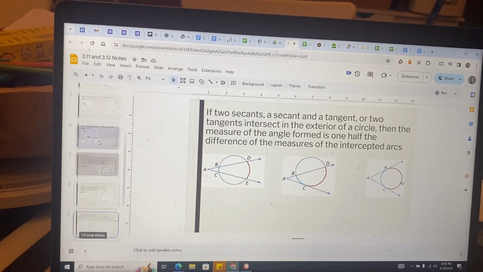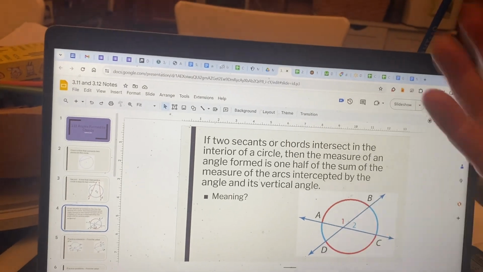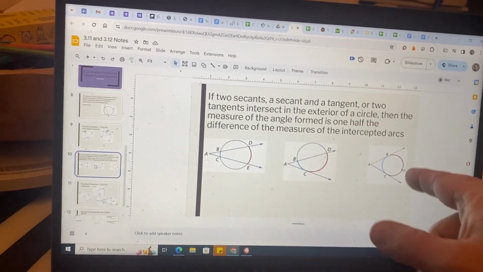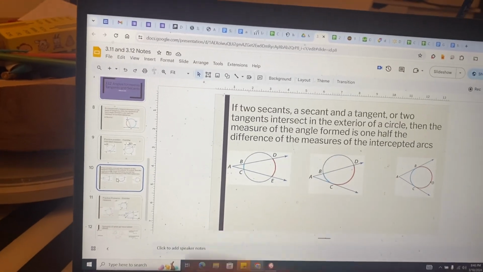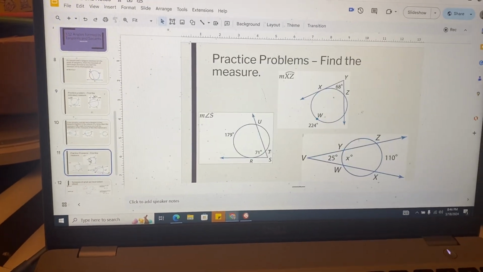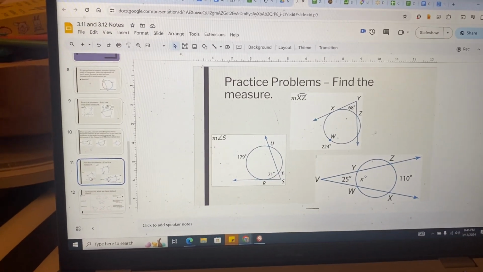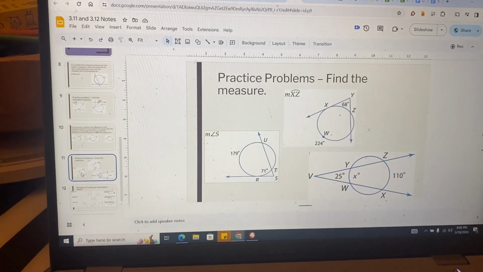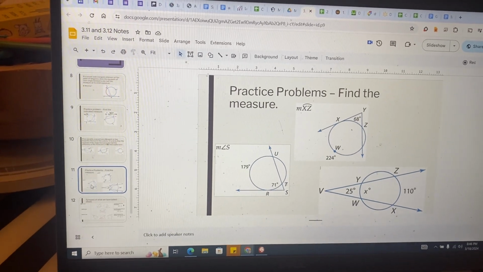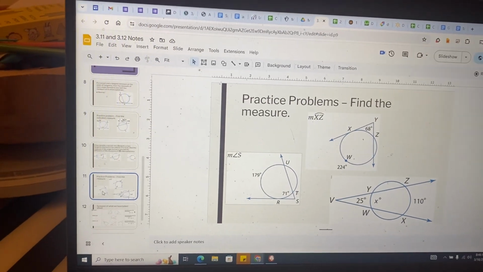Now that's very similar to, again, when we had the angles formed by chords on the inside, we take the arcs, we add them, we divide by 2. So now that we have the intersection on the outside, we subtract them and divide by 2. So it's going to be very important that you remember what's going on there. If we look at these, 179 minus 71 is going to be 108. Divided by 2 is 54. 224 minus 68 is going to be 156. So that's going to be 78.